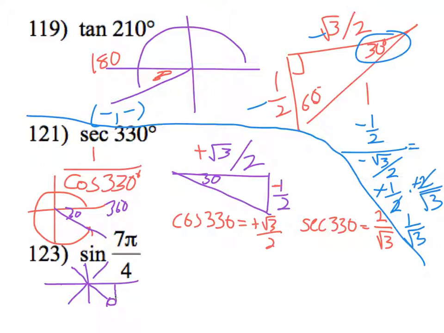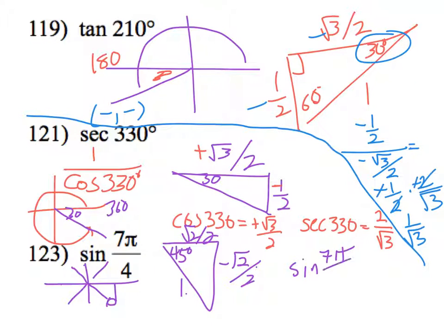All right, and for pi over 4, that's going to be a 45, 45, 90 right triangle. So that's root 2 over 2 and negative root 2 over 2 since I'm going down. And sine would be opposite divided by hypotenuse. So sine of 7 pi over 4 is negative the square root of 2 over 2.